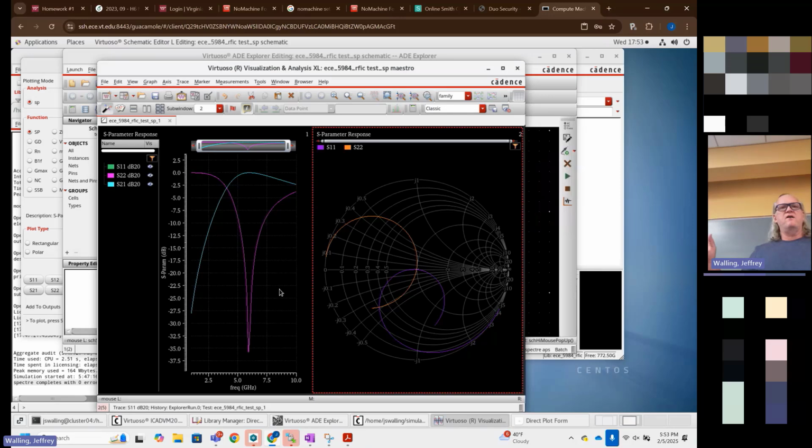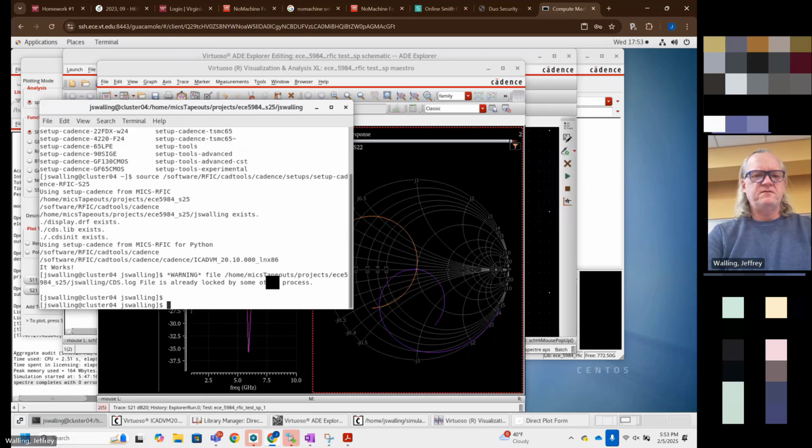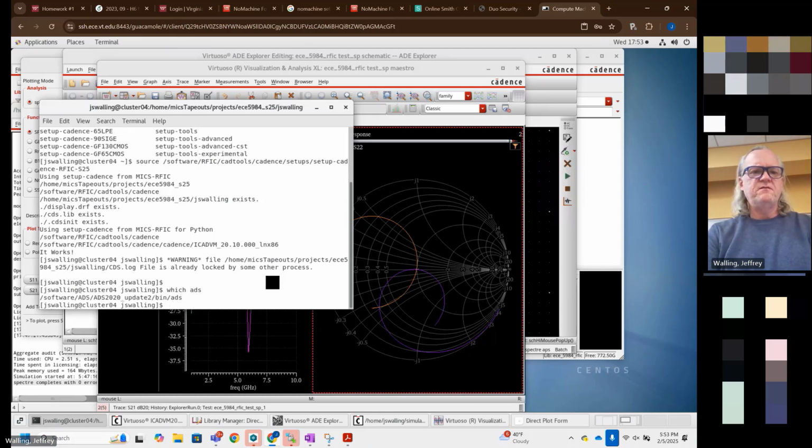Okay. Hopefully you'll be able to get that far. By the way, I haven't tried this out. ADS is also loaded, so we could do ADS simulations as well. You can set up S-parameter simulations in a similar fashion. Maybe I'll do a video on that at some point.